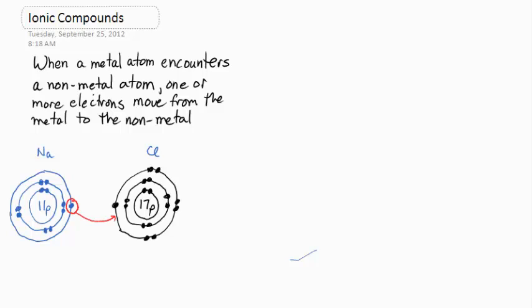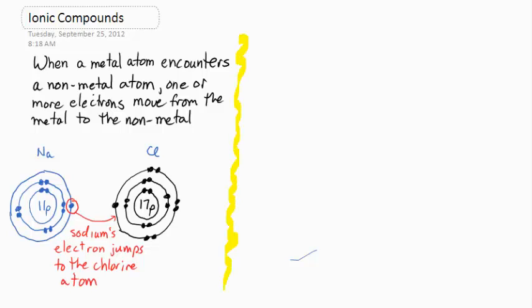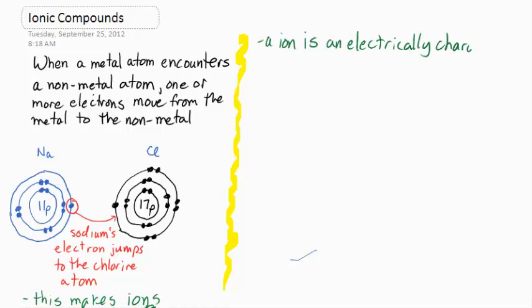Well, there is an attraction of the electron from the sodium atom over to the chlorine, and that electron will actually move from one atom to the other. This leaves behind charged particles, and we call these ions. So what is an ion? Any electrically charged atom or other particle that can form when, for example, electrons transfer.